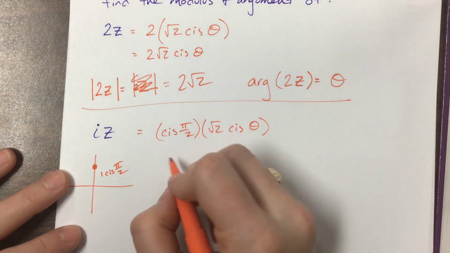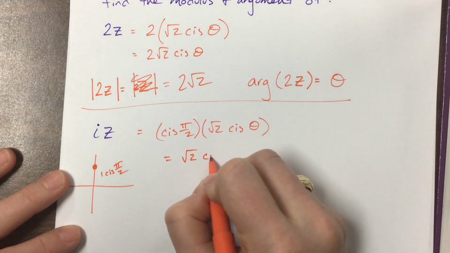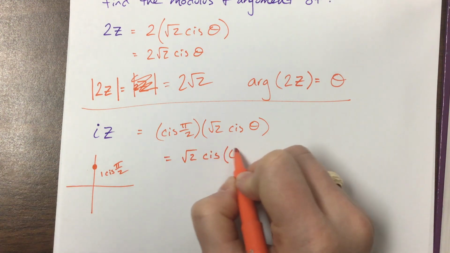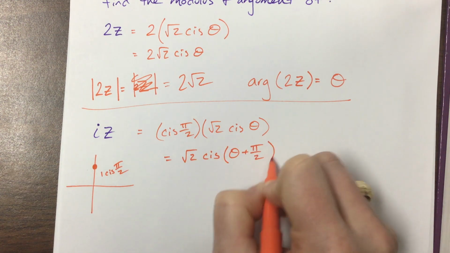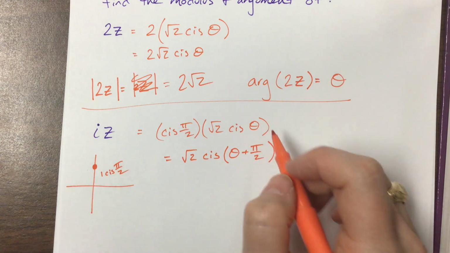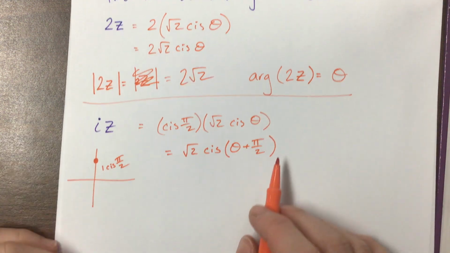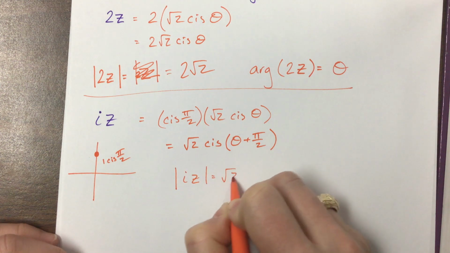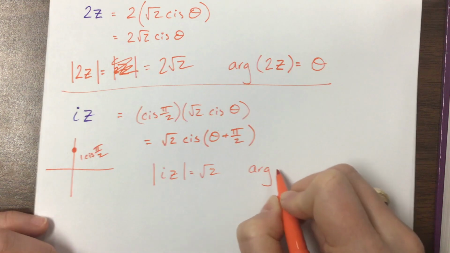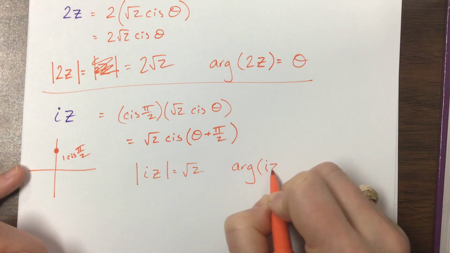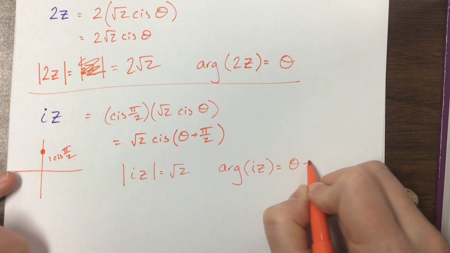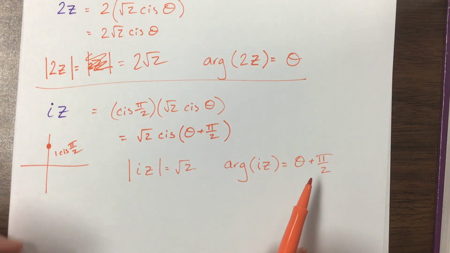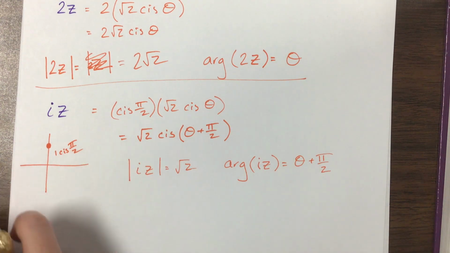Now we have root 2 cis, because we have whatever is in front times those things, and this becomes theta plus pi over 2, because we're adding our arguments. So the modulus of iz is equal to root 2, and the argument of iz is equal to theta plus pi over 2, which means we took our angle and rotated a quarter of the way around the circle. Okay, so far so good.